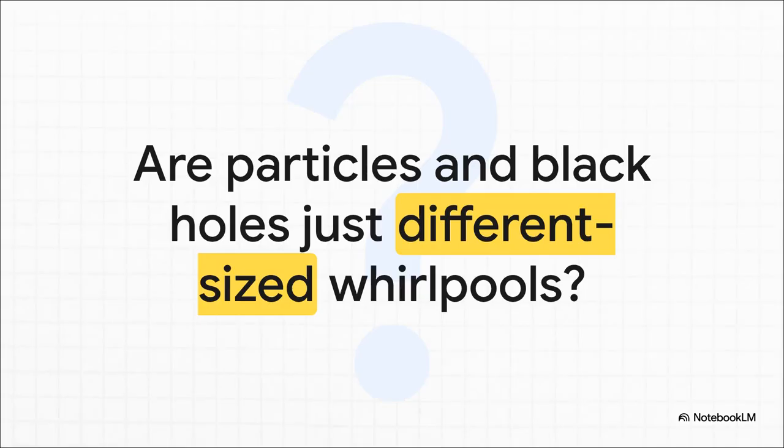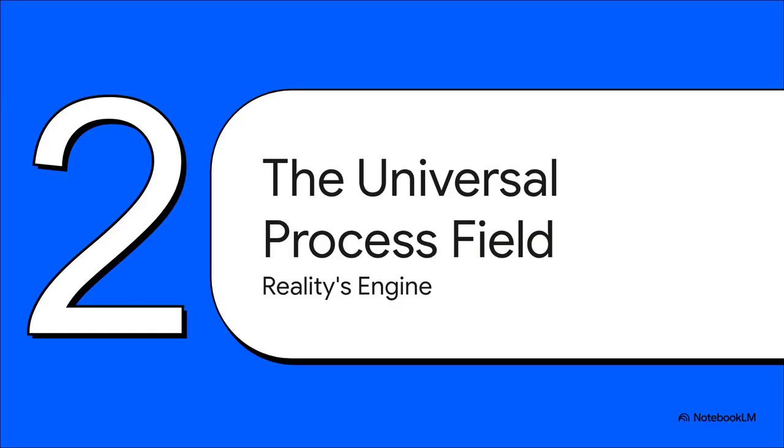This way of thinking leads to a really profound question, one that's kind of at the heart of this whole theory. What if things like particles and black holes aren't fundamentally different things at all? What if they're just the exact same phenomenon, happening at different scales, like tiny eddies and giant massive whirlpools in the very same ocean? So if everything is basically a whirlpool, then what's the water?